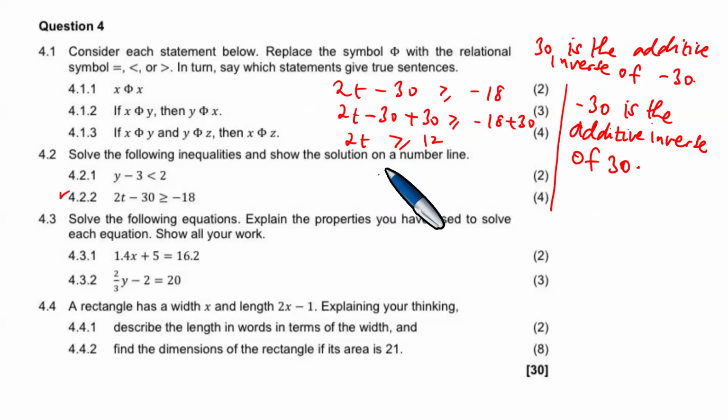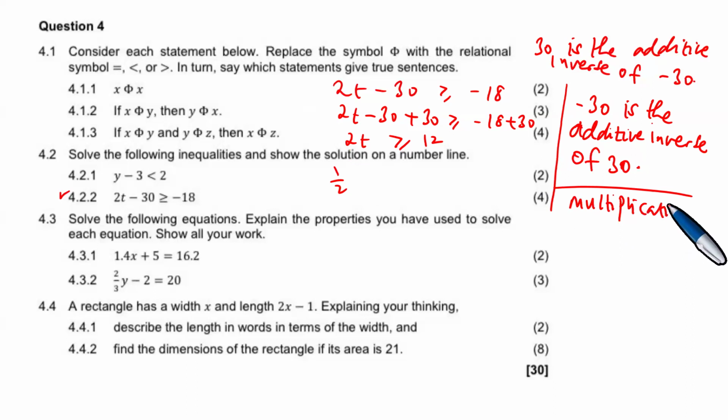Now we continue to solve for t. To solve for t, what do we say? The correct way is also using the property of what we call the multiplicative inverse. So we're using two types of inverses here.